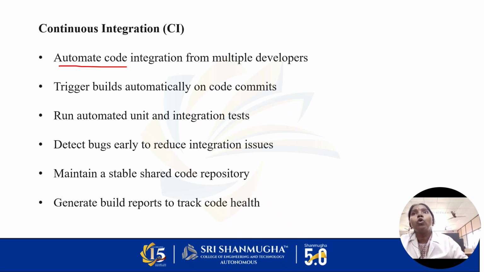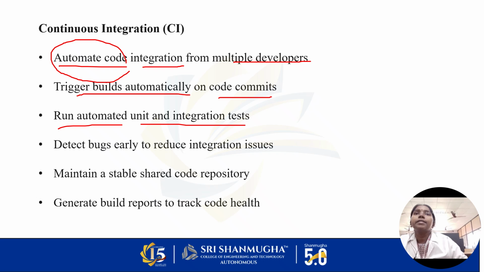And continuous integration. Finally, what is the function of continuous integration? That means simply automate code integration from multiple developers. Many developers give instructions and feedback, and automatically continuous integration automates the code integration from multiple developers. This is the main function of continuous integration. It triggers builds automatically on code commits, and runs automated unit and integration tests. Detect bugs early to reduce integration issues, maintain a stable shared code repository, and generate build reports to track code health.